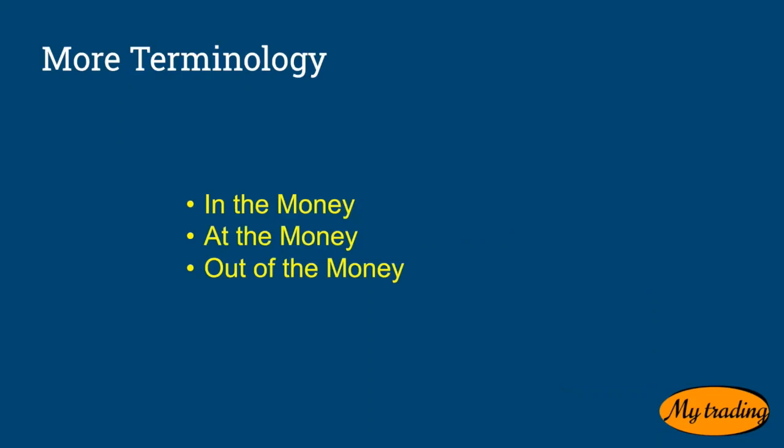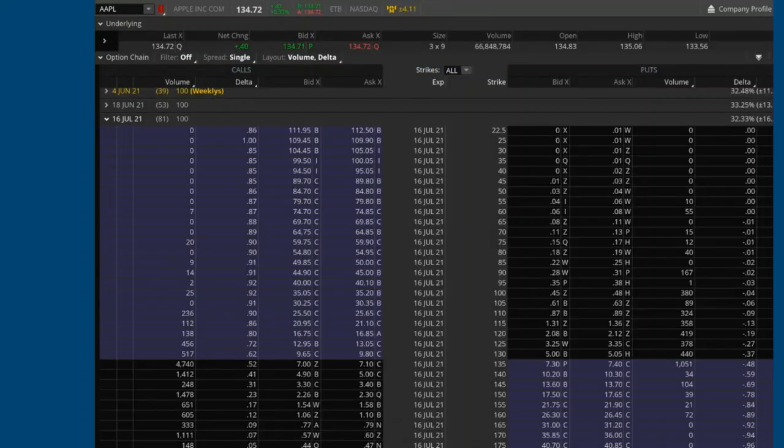And the specific terms that you're going to hear are in the money, out of the money, or at the money. What those phrases represent is where your option strike price is relative to the price of the underlying. So let's look at a couple of examples and try to explain this.